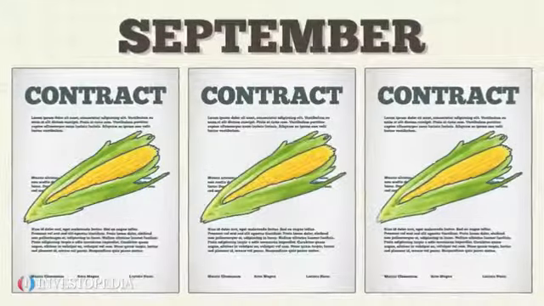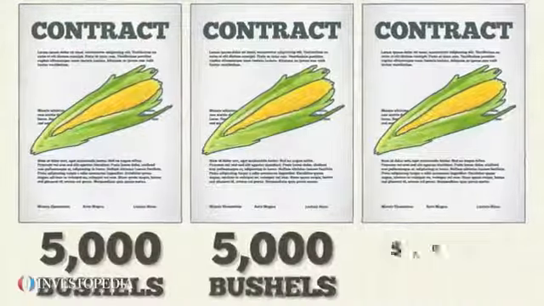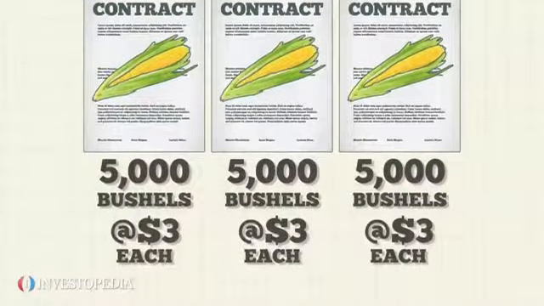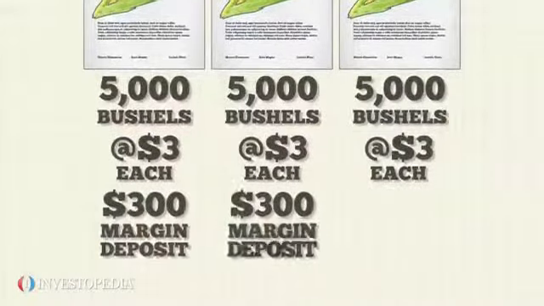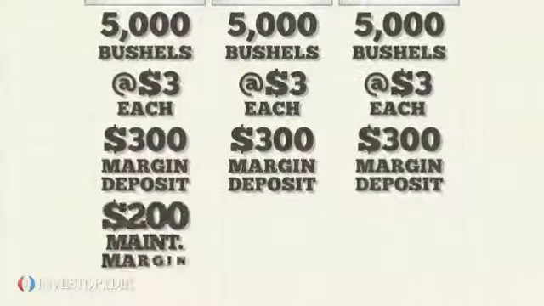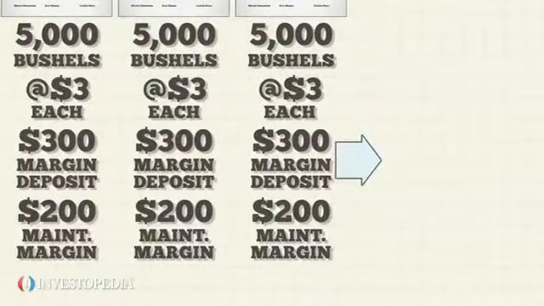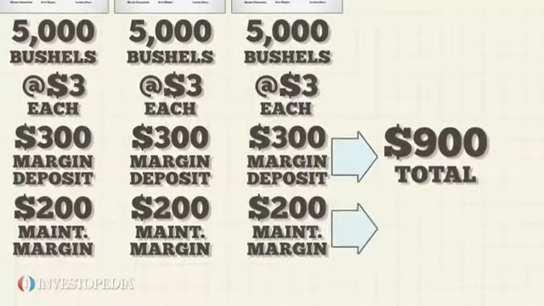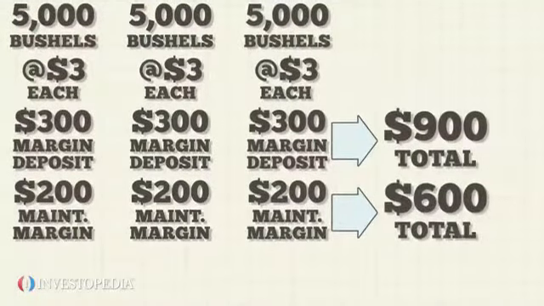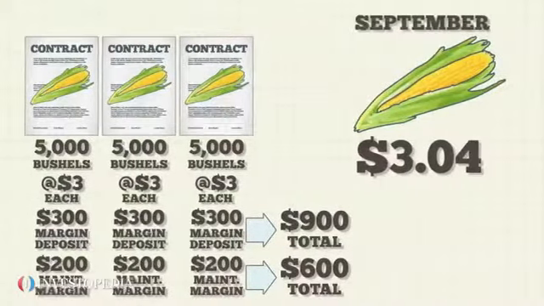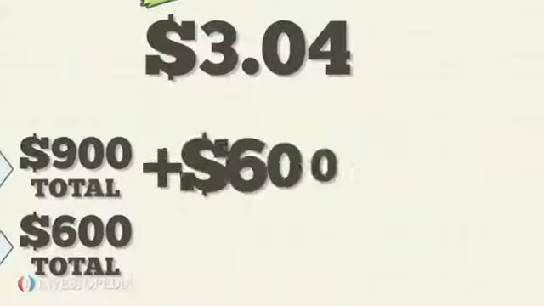Consider a long position of 3 September corn contracts, each of which covers 5,000 bushels. Assume the contract price is $3 per bushel and that each contract requires a margin deposit of $300 and a maintenance margin of $200. The total initial margin deposit would be $900 and the maintenance margin for the account would be $600. If the price of the bushel increases 4 cents to $3.04, then the investor gains $600.